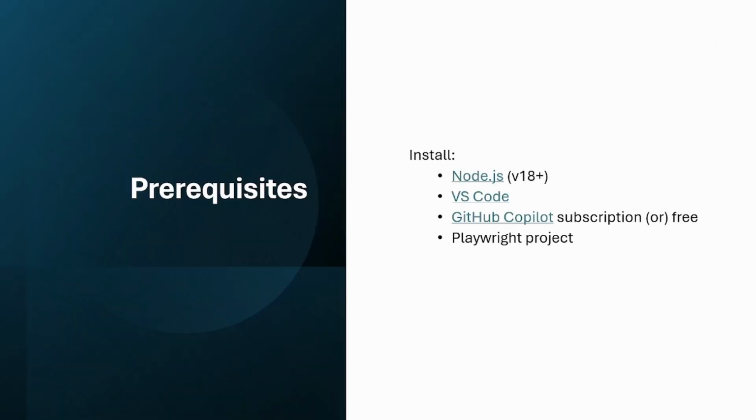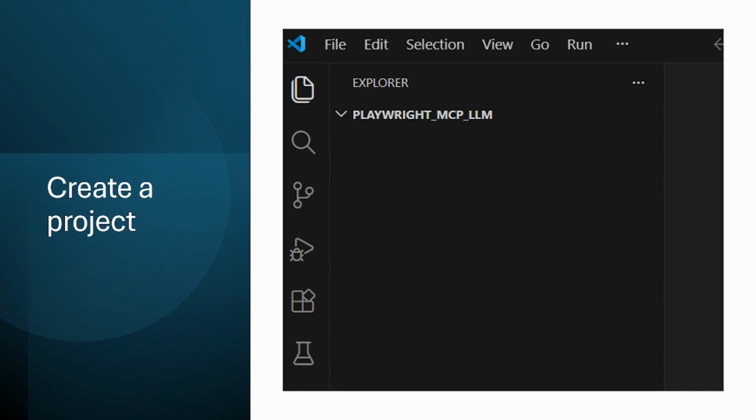Now, the prerequisites. If you are newly going with the VS Code Playwright MCP server, first you have to install Node.js and VS Code, which is the IDE. These are all free versions. Don't worry about any paid or subscription mode. Everything is free. The third one is GitHub Copilot. Either you can go with subscription mode or free mode. I am using the free version. And Playwright.